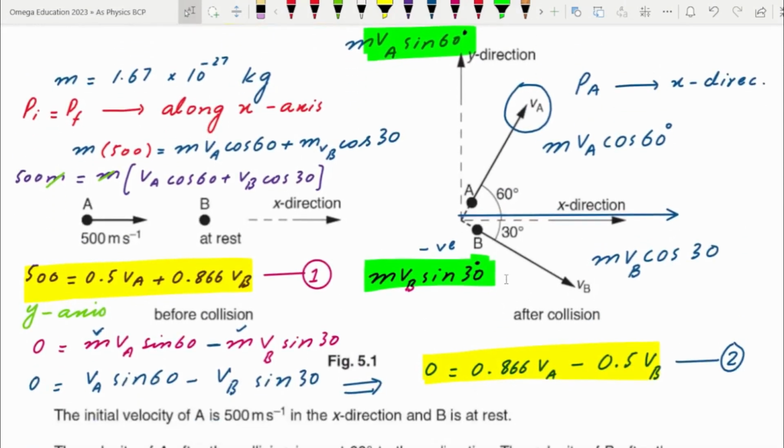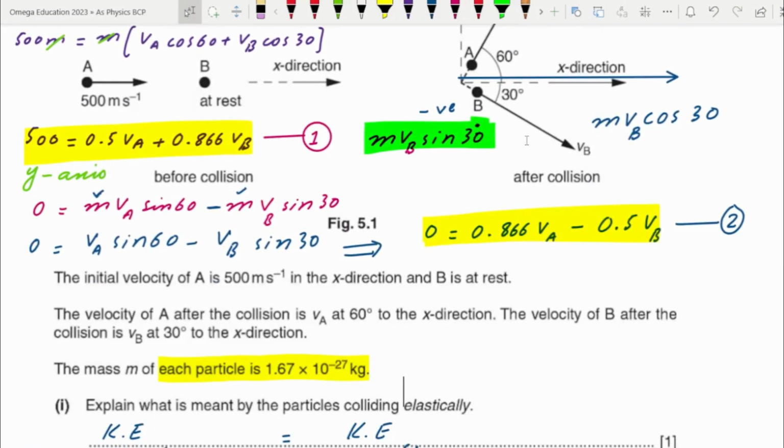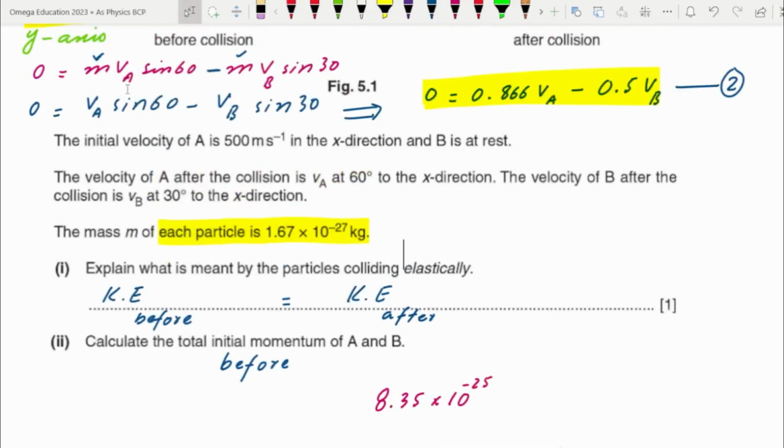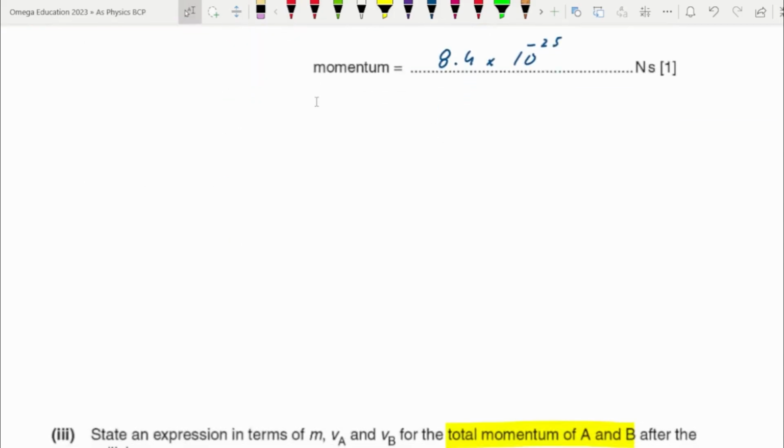So I'll need some space here. So I'm going to write the two equations. Somebody please read the equations so I can write over here. The first one, 500 equals to 0.5 VB, and then plus 0.866 VB.